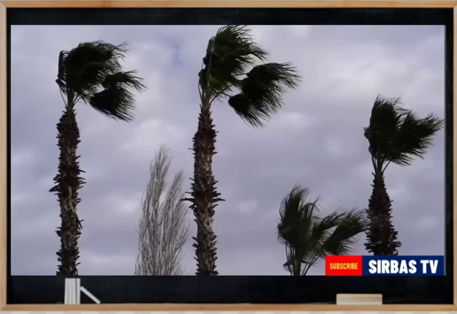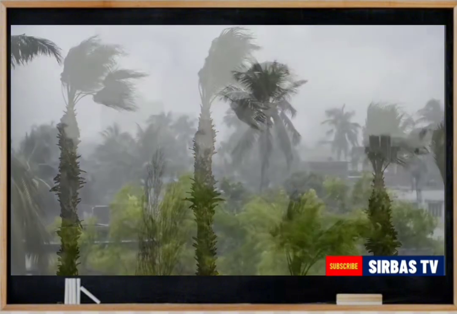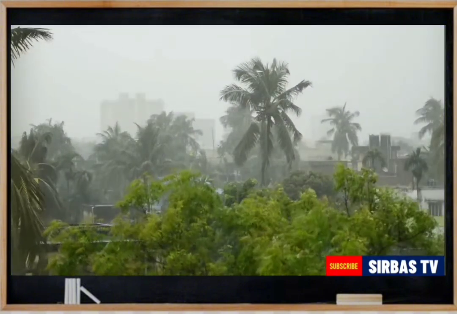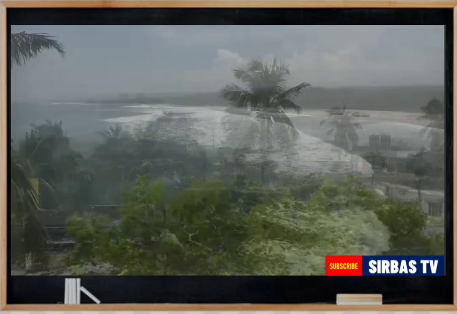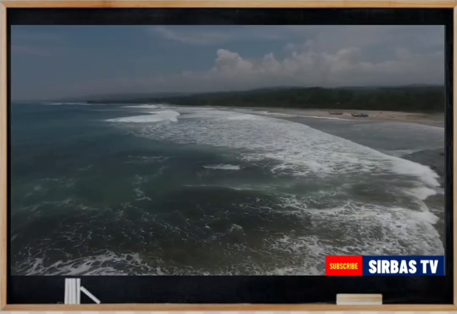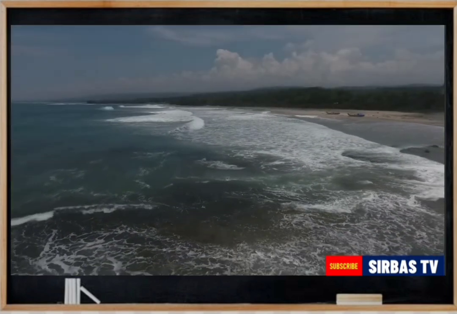In general, both the amihan and habagat bring rain to the Philippines. This is because these winds pass over bodies of water which supply a lot of moisture.